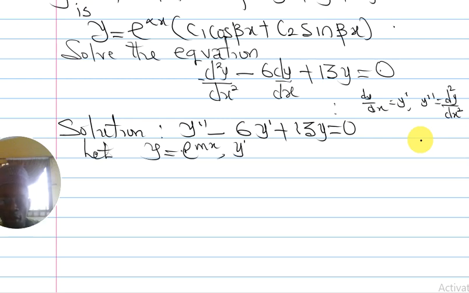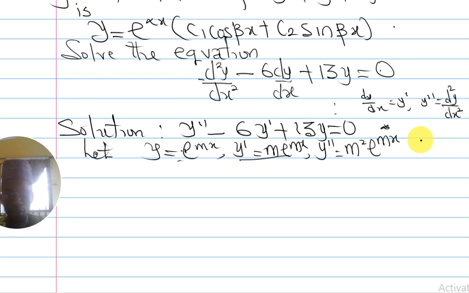This one will be y prime. Now differentiate e^mx, we are going to have m e^mx. Now the second derivative here will be, just differentiate this one again. This one will be m square into e raised to mx.